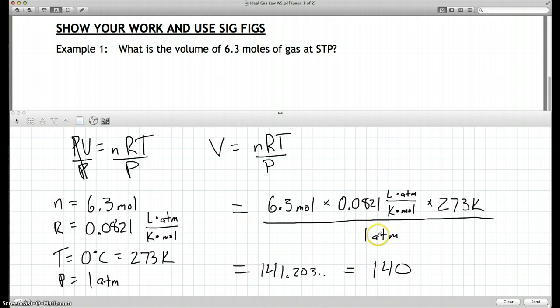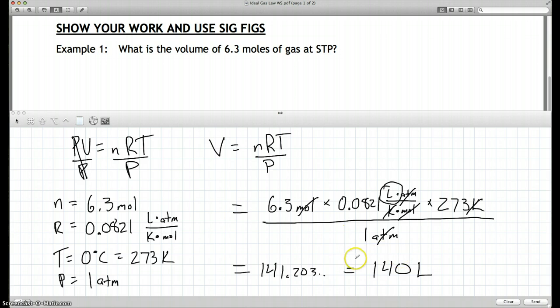Now let's look at the units. The reason R has this messy unit here, L times atmosphere divided by K times mole, is to cancel everything that needs to be canceled and leave whatever's left. So if I look here, I got mole and mole, they cancel. K and K, they cancel. Atmospheres, atmospheres, they cancel. The only unit I have left here is liters. So that must be the unit for my answer.